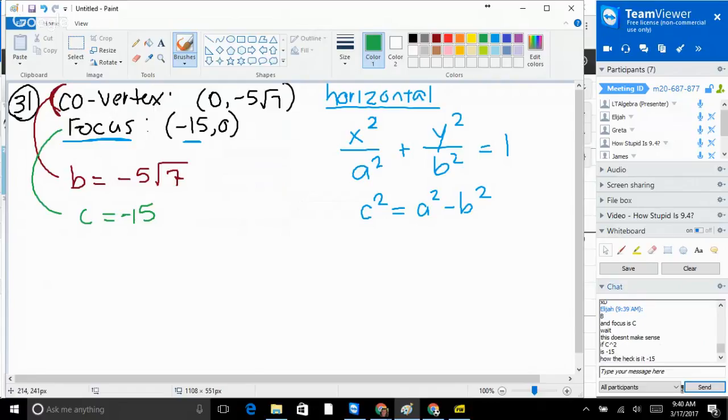So Elijah's saying c squared is negative 15. Technically, how you would say this is that c is positive 15 and b is positive 5 over 7. It's just when you get to your... no, negative 15 is not the outcome of c squared. Negative 15 just represents c, the number c.